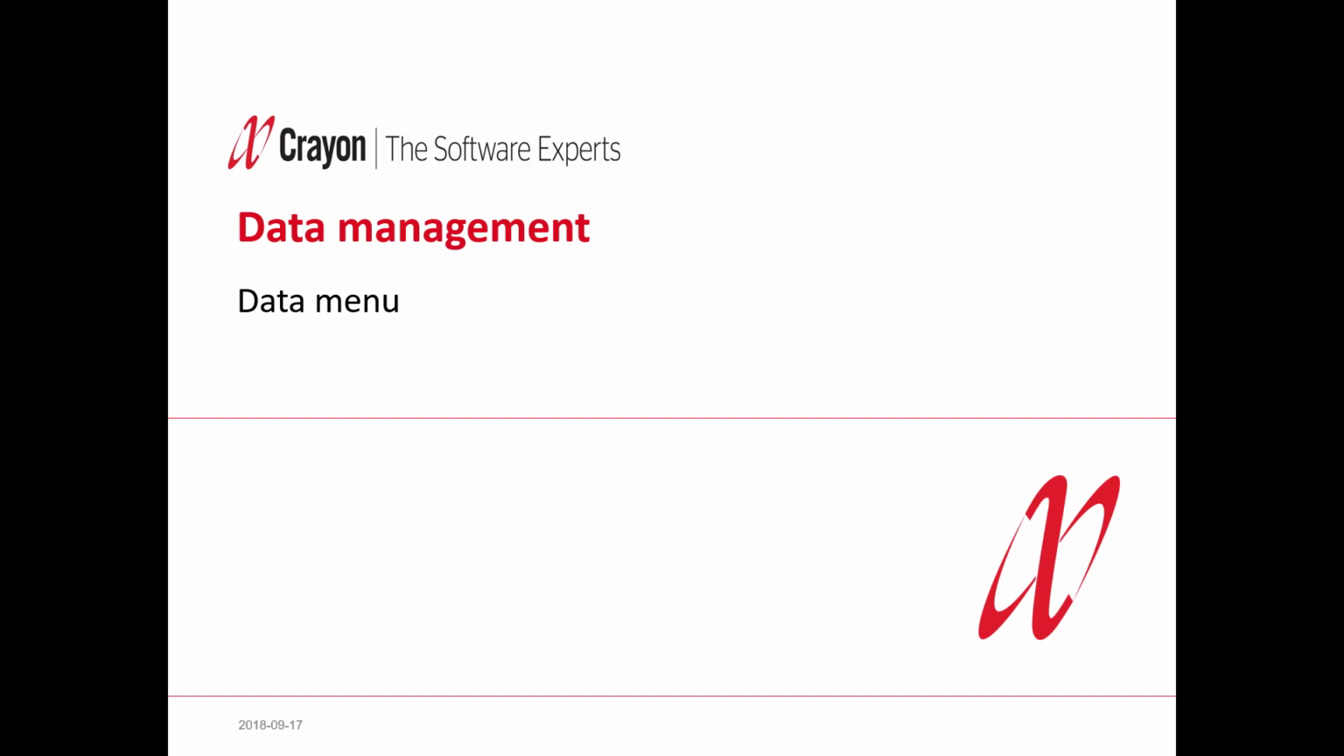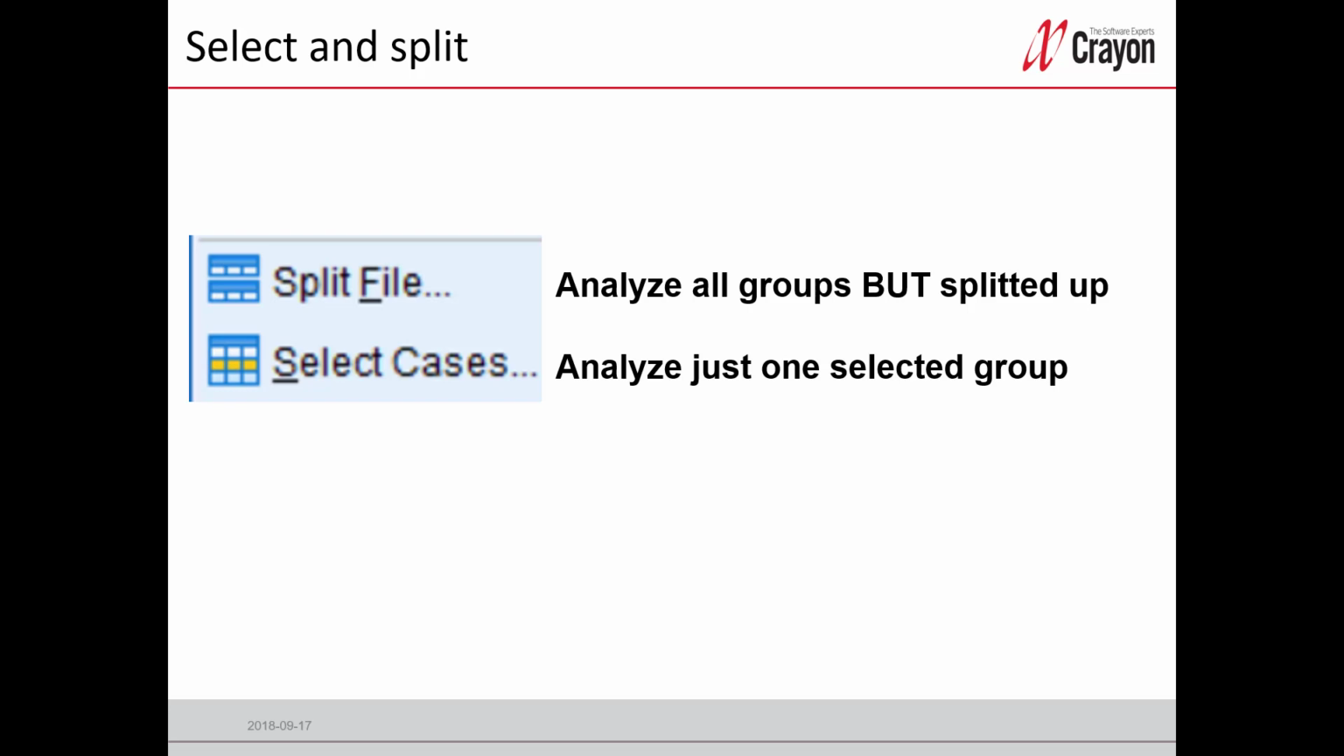Today I want to talk about the Data menu, where you can find data management commands like Aggregate, Merge Files, Restructure. But today I will go through two very useful commands: Split File and Select Cases. Split File is when you analyze all data, but split it up by one or more category variables. And Select Cases is when you analyze only one specific group and only that one. So I will show you in a demo.